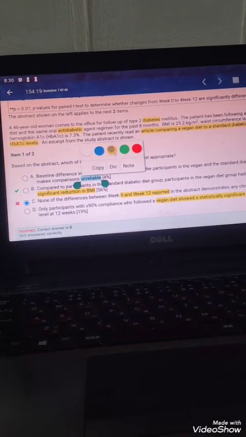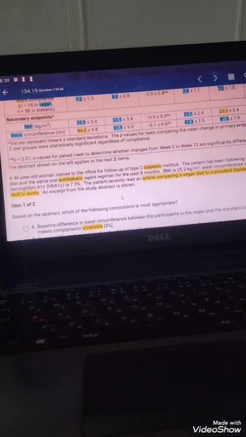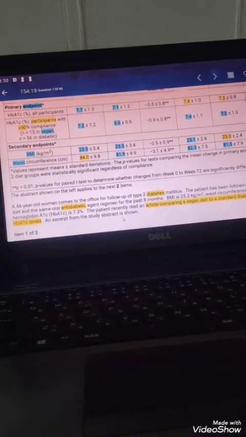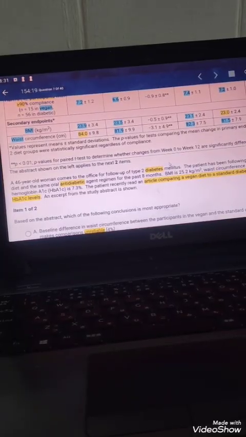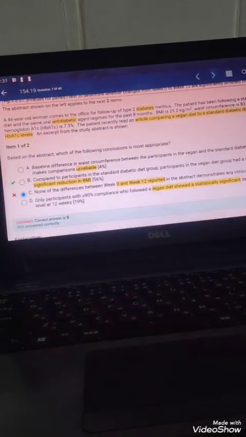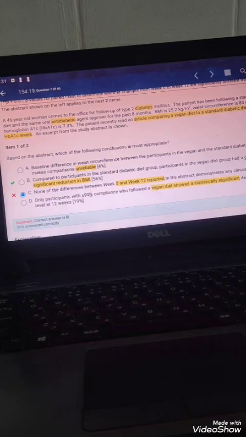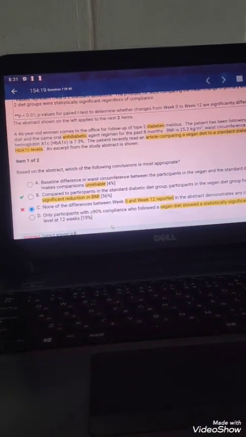So this word unreliable, you have to check whether it is true or wrong. Waist circumference, you checked it and there was a significant difference, and here there was also a significant difference. So it is reliable, and you have to trust it. So this is also wrong, and you have to trust the statistics and follow those steps.